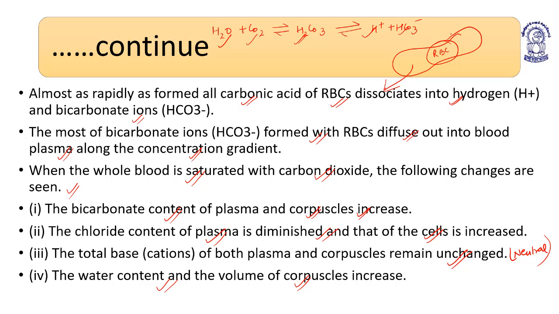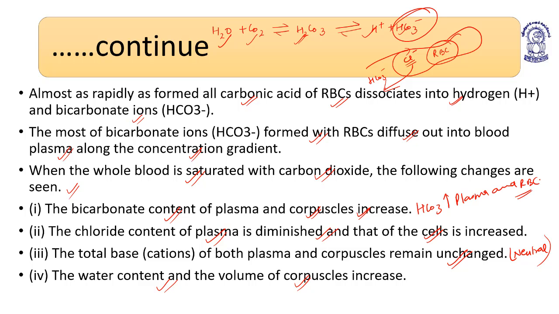As the HCO3 minus ions come out, to balance, Cl minus comes in. So Cl minus increases in the corpuscles and HCO3 minus decreases in the corpuscles. But the HCO3 minus formation is so fast that the gap is already maintained, and both in corpuscles and plasma, HCO3 minus is increased. So you have to remember HCO3 minus increased both in plasma and RBC.